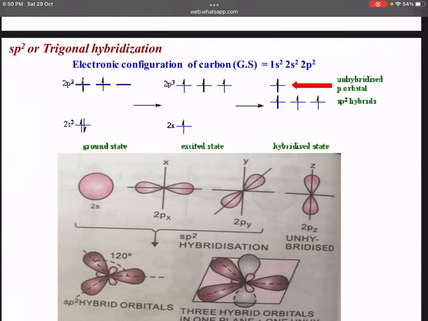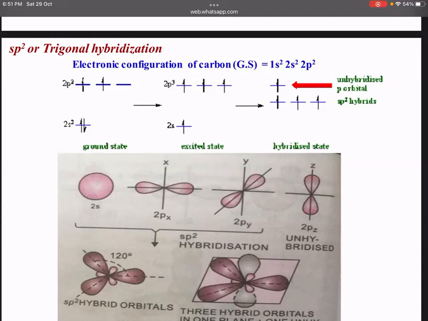The three sp2 orbitals will be oriented at 120 degrees, forming a triangle. The one unhybridized p orbital is above and below the plane. If you are holding a pen like this, the three form a triangle and the unhybridized p orbital will be perpendicular. So this is sp2, sp2, sp2.